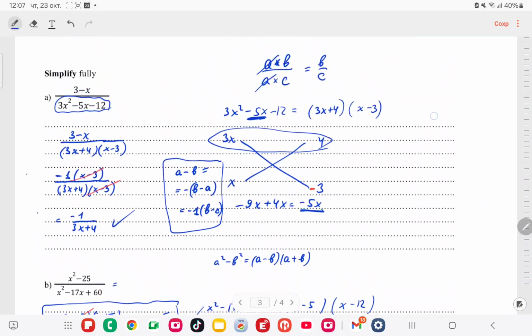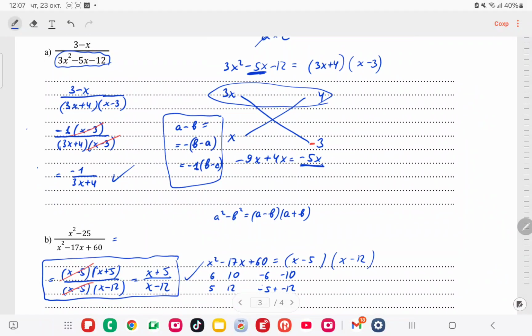Question is done. So in this video, we have considered simplification of algebraic fractions using factorizing. Different types of factorization were used, using the formulas or quadratic trinomial factorization.